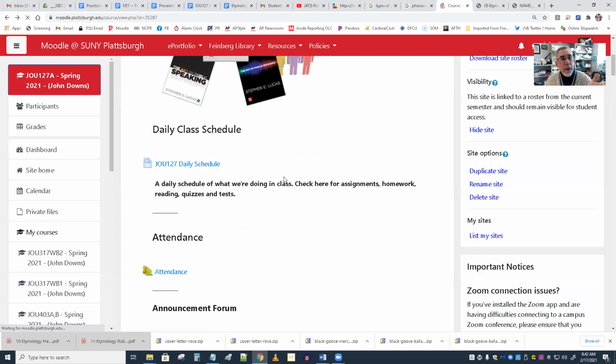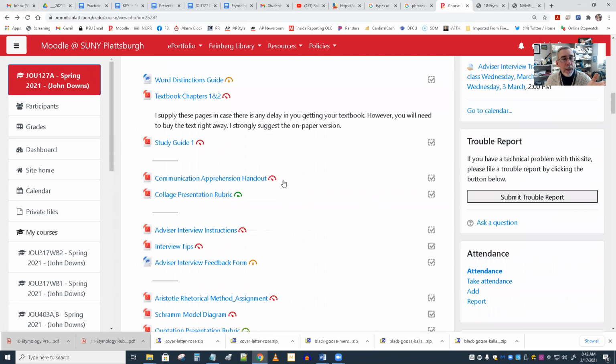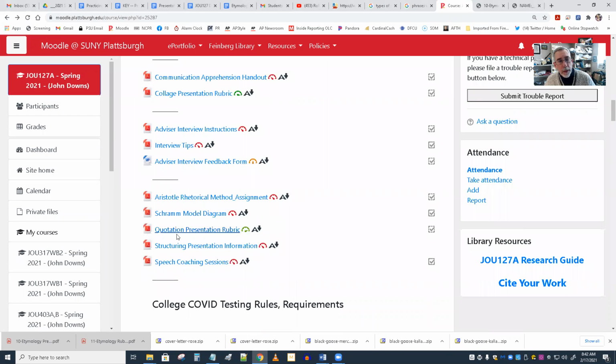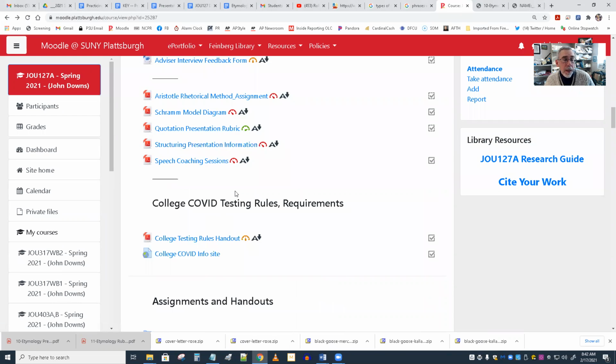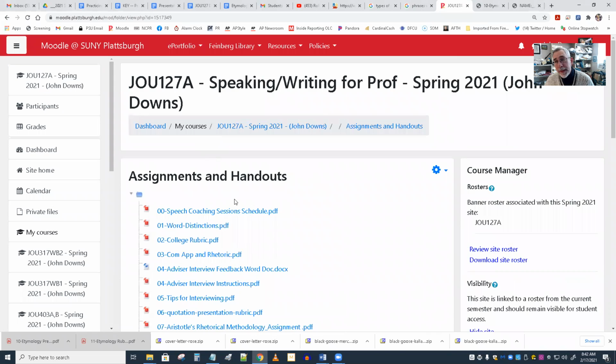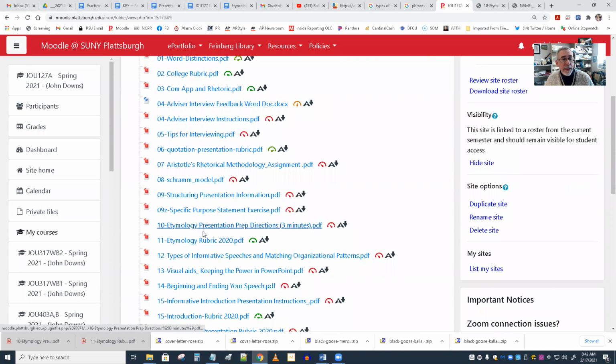Remember, some of them, if you go down into this area of remote weeks materials, classes 1 through 4, are in here, like the structure and presentation information, right? Yes. But now we're getting past that stuff. You can just find them in the regular assignment and handouts folder. And the etymology presentation preparation directions and the rubric are there too.